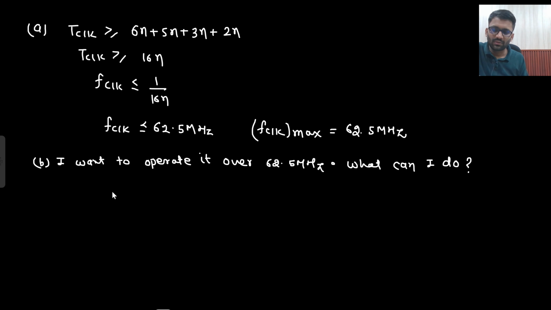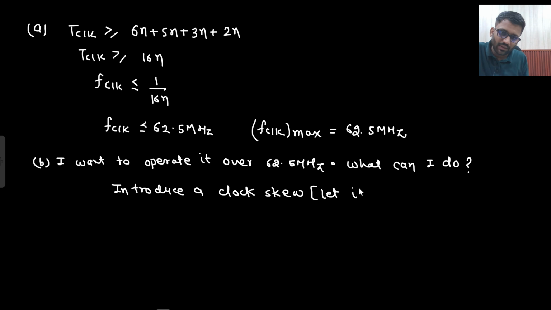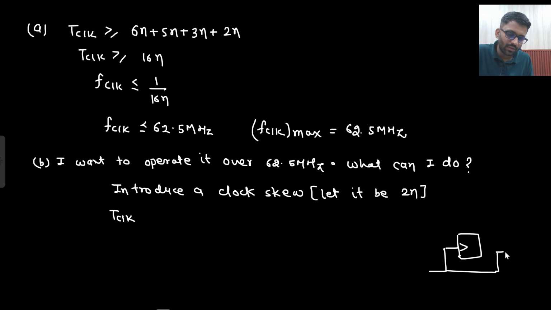So introduce a clock skew. Let it be 2 nanoseconds. So what will be your T clock? Basically, in the path, this was the clock which was fed to flop 1. Now this will be the clock.